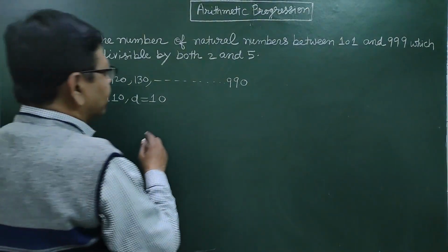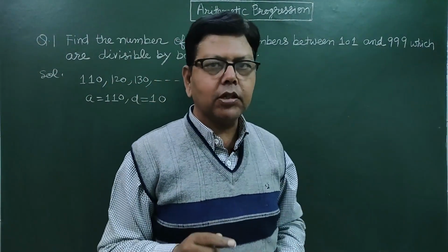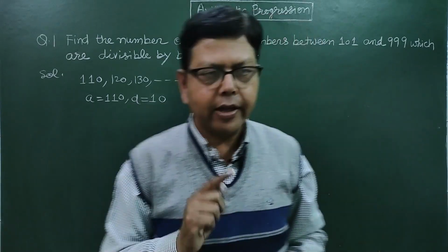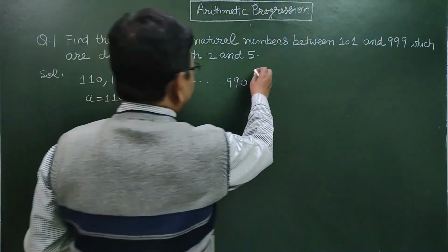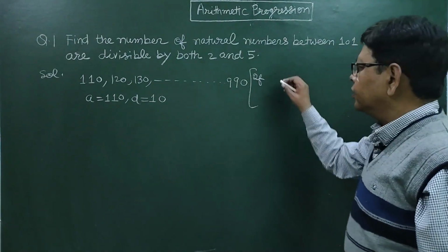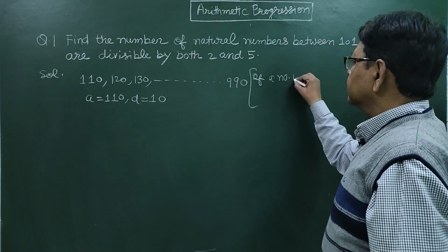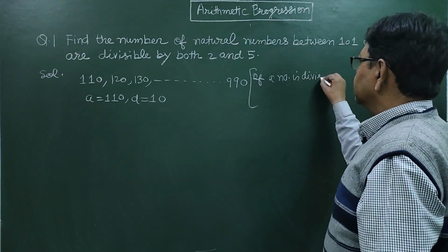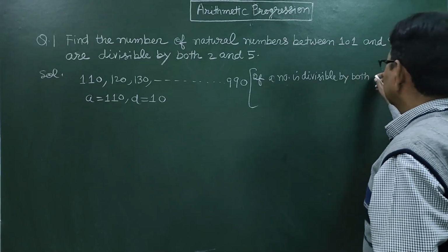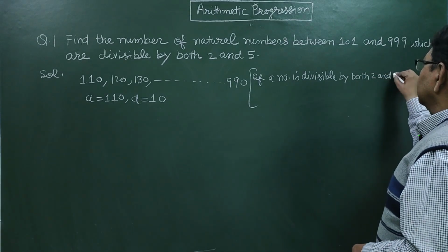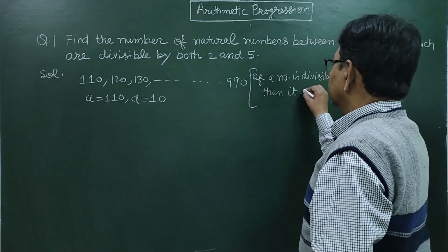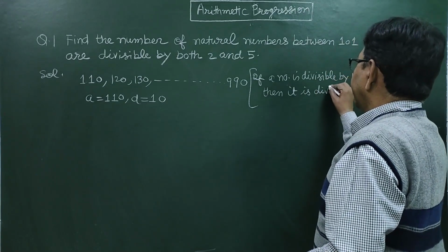So you will write here that if a number is divisible by both 2 and 5, then it is divisible by 10.